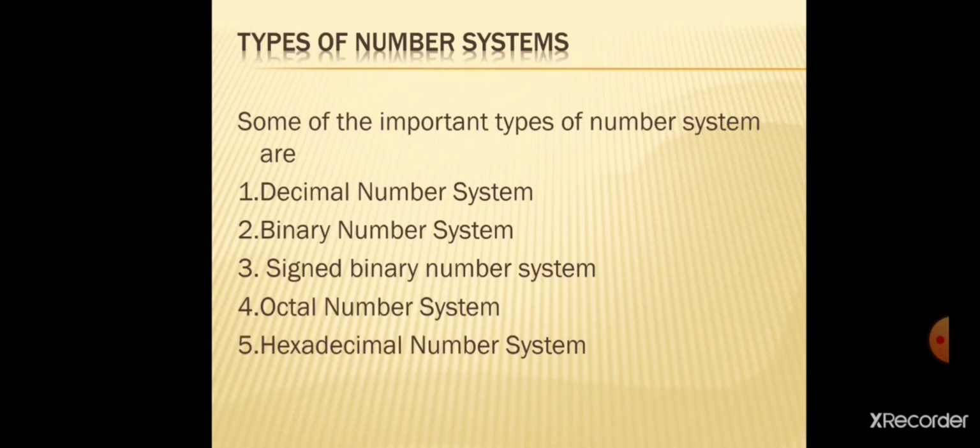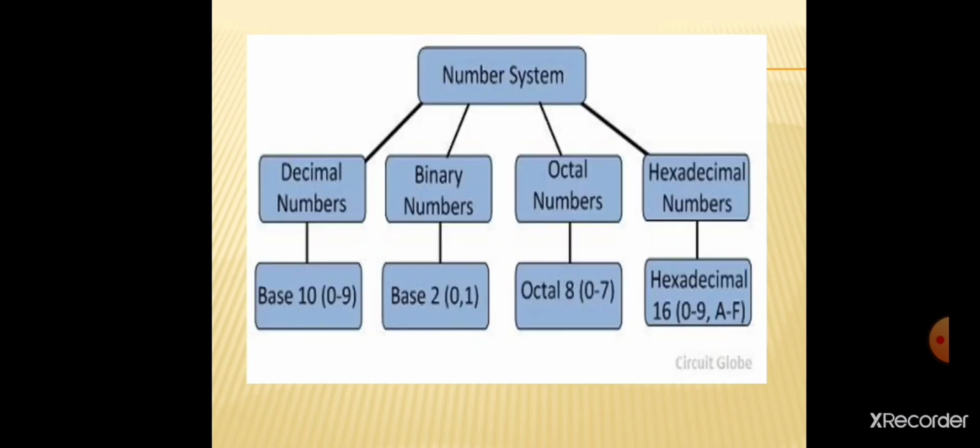Coming to the next slide, here we can see the different types of number system. Some of the important types of number systems are: number 1, decimal number system; number 2, binary number system; number 3, signed binary number system; number 4, octal number system; number 5, hexadecimal number system. In the next slide, we can see the different number systems and the base of these number systems. Here we have shown 4 types of number systems: decimal, binary, octal and hexadecimal.